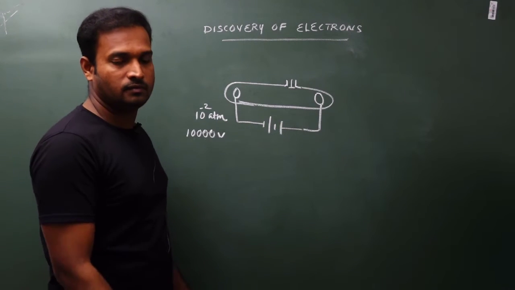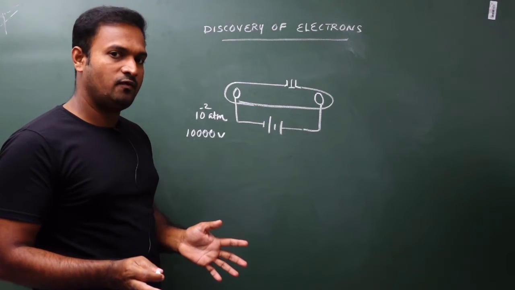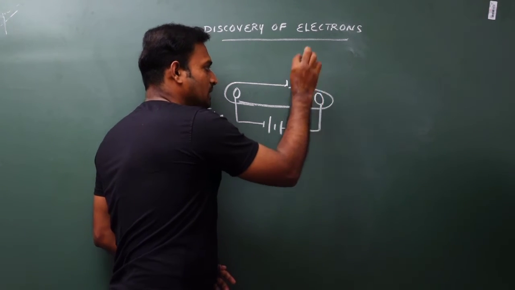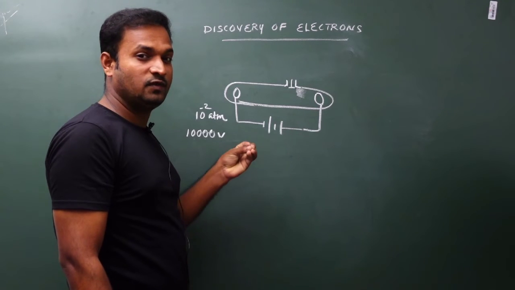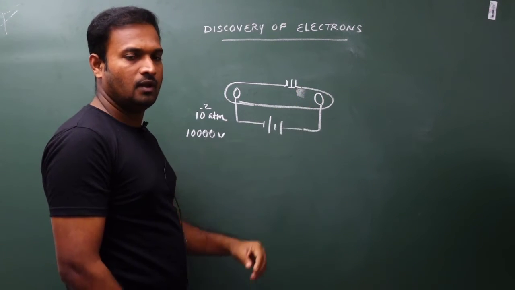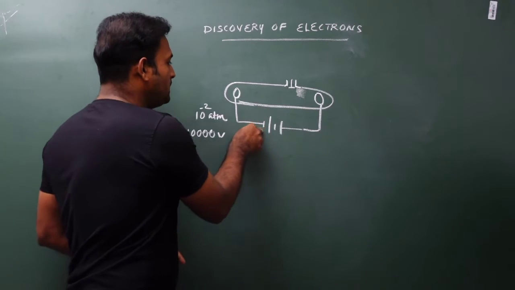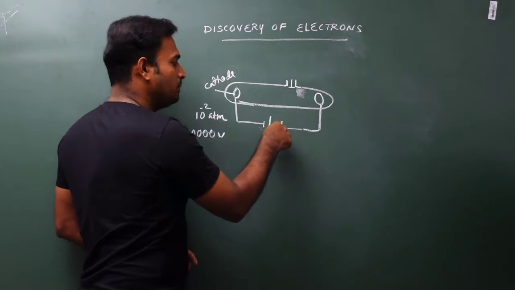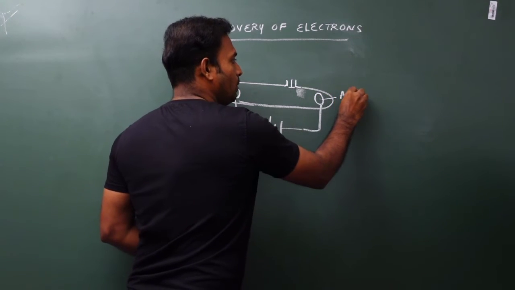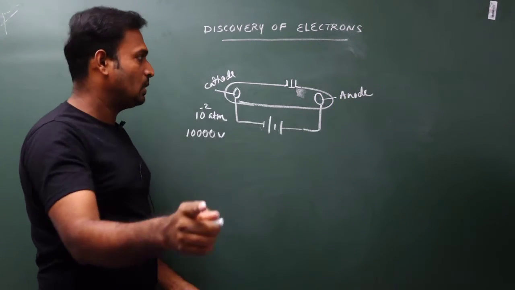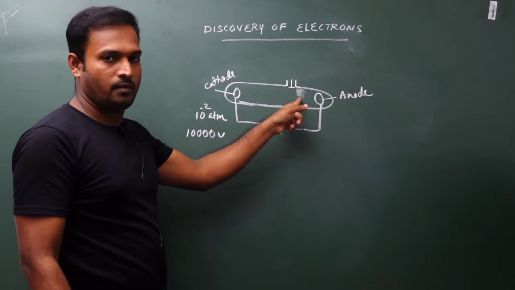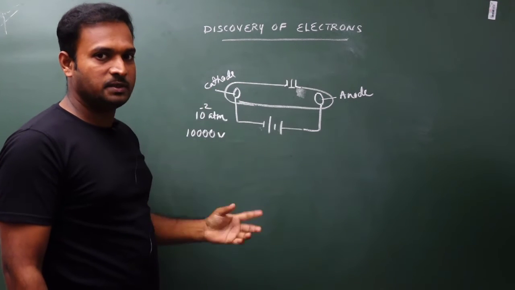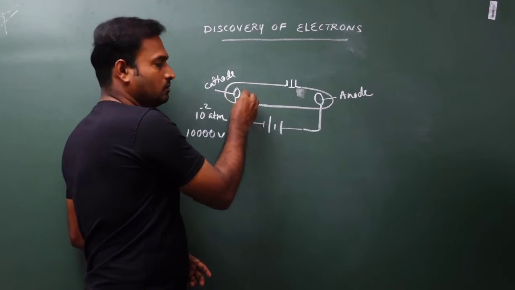10,000 volt. At that time, he found that at this side there is a faint greenish fluorescence. There is a faint greenish fluorescence here. It is the negative part called the cathode. This is the positive part called the anode. So he saw this fluorescence near the anode. He thinks this light is due to the production of certain rays from this cathode.